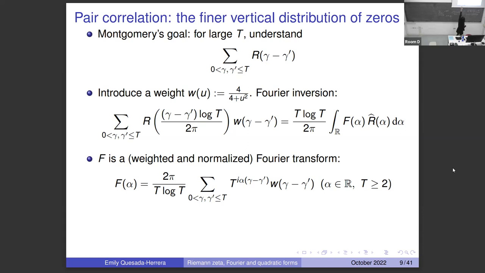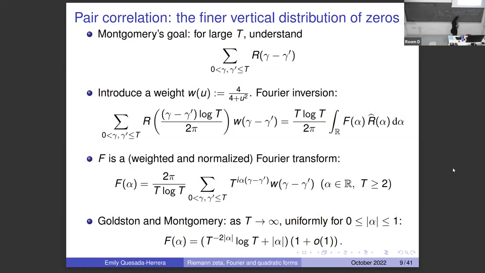So because of this formula here, which is just Fourier inversion, if we want to understand this sum at the top or this sum here in the second slide, we need to understand the right hand side. Here we have the integral of F with the Fourier transform of r. So to understand this, we need to understand the behavior of this function F, asymptotically as T goes to infinity. So the problem of estimating the sum was reduced to the problem of understanding this. And that's what Montgomery and then Goldston and Montgomery did.